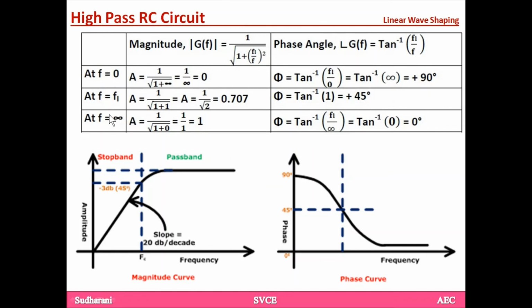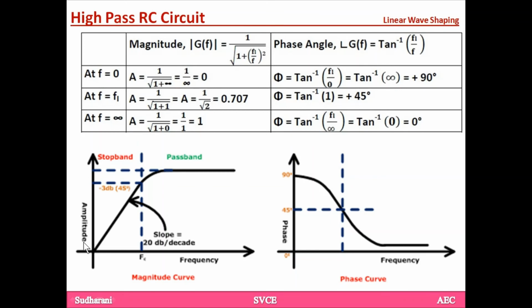Now substitute f equal to infinite. Something divided by infinite becomes 0, so 1 plus 0 is 1, and 1 divided by 1 is 1. Similarly for the phase angle, something divided by infinite becomes 0, and tan inverse of 0 is 0 degrees. Now we have the magnitude and phase angle values at three different frequencies.